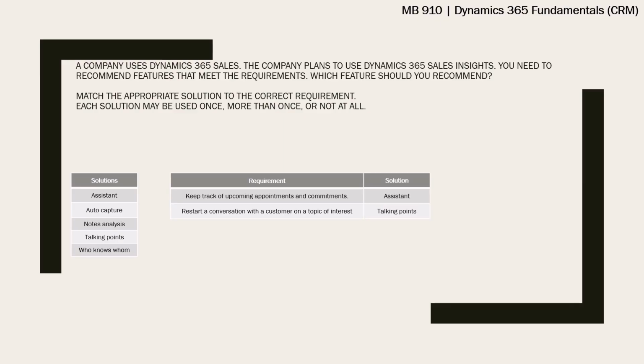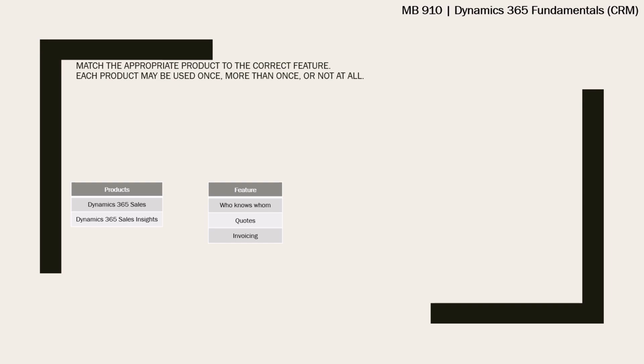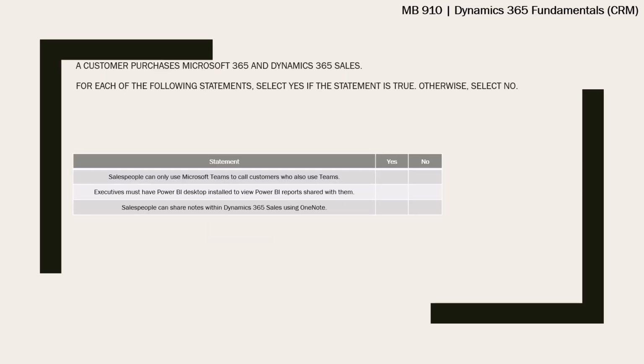Match the appropriate product to the correct feature. Each product may be used once, more than once, or not at all. A customer purchases Microsoft 365 and Dynamics 365 Sales. For each of the following statements, select yes if the statement is true. Otherwise, select no.